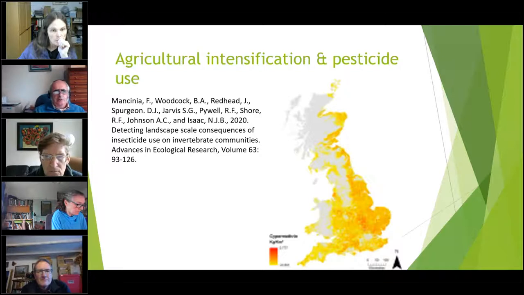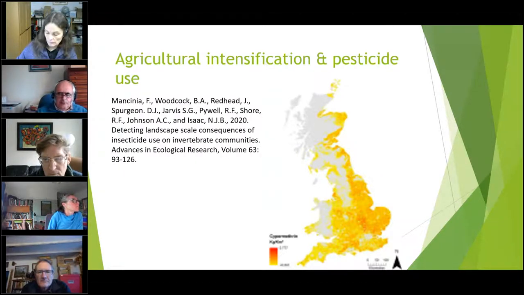Agricultural intensification and pesticides, there's quite a nice paper by Mancini et al, published in 2020. When I looked at the map of that, it struck me that there were some considerable similarities in it to other environmental factors. So although it might be that they picked up a strong correlation with pesticide usage, I don't think that's the whole story.